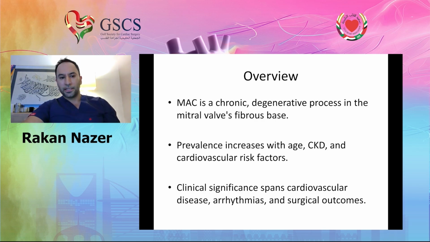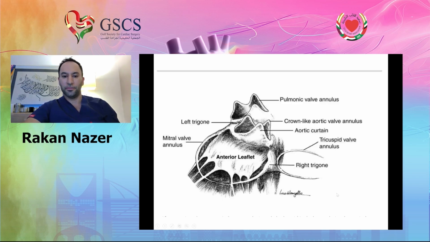So mitral annular calcification, otherwise known as MAC, is a chronic degenerative process in which the mitral valve fibrous body is involved with calcification. The prevalence increases with age. It's estimated to be anywhere between 10 to 15% of patients screened in a population-based study. It also increases in female gender, patients with chronic kidney disease, and cardiovascular risk factors. Clinical significance spans the cardiovascular diseases, arrhythmias, and surgical outcomes.